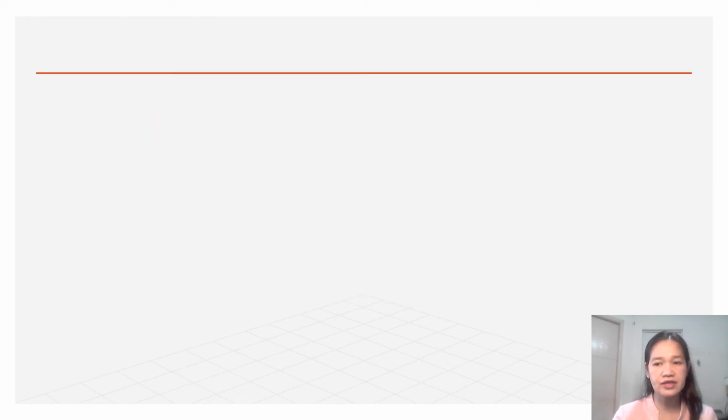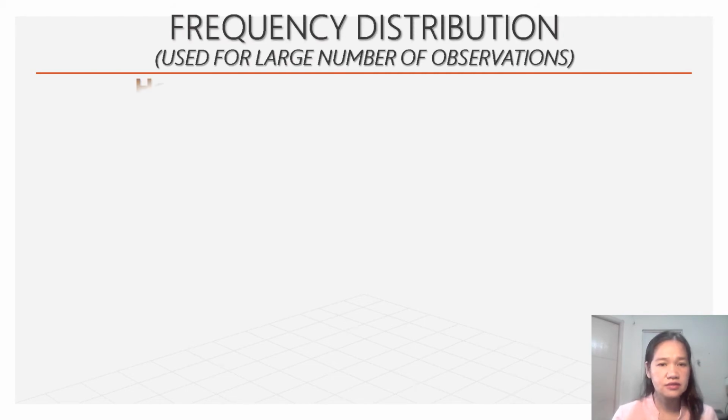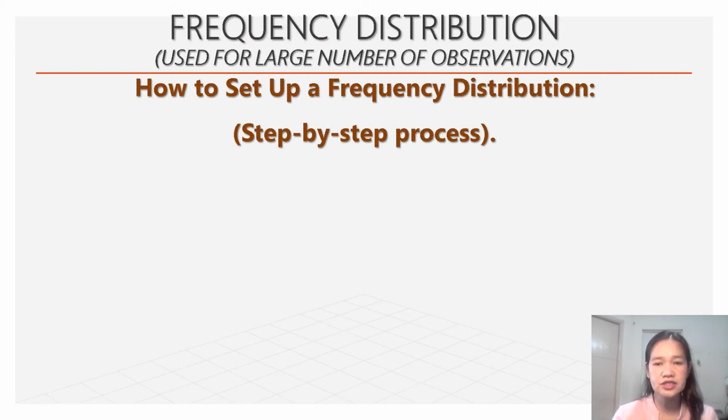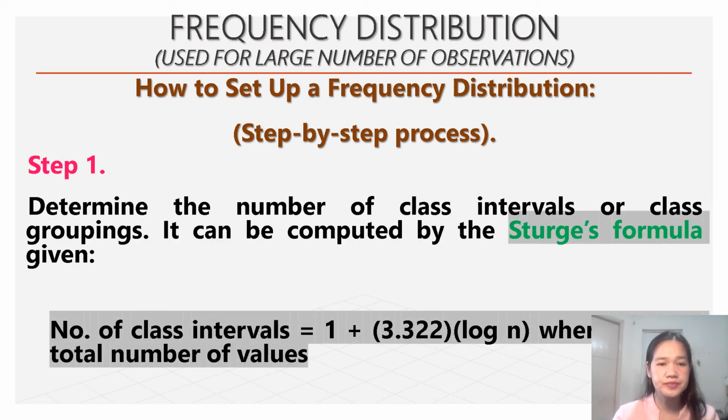So let's have an example on how to set up a frequency distribution in a step-by-step process. We want to illustrate the final scores of a group of 45 grade 11 students in a school, where 96 is the highest and 52 is the lowest score. So these are the steps. Let's just start with step 1.